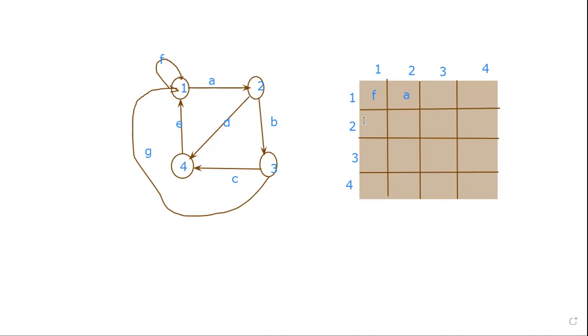Coming to the second node, it has two outlinks, for 3 and 4. The third one uses the value B, and the fourth one uses the value D. Coming to the third node, it also uses two representations: for 4, C, and 3 to 1, which is G.